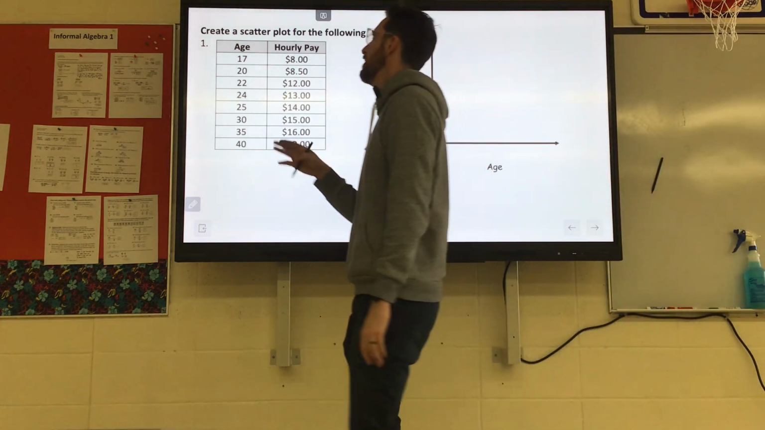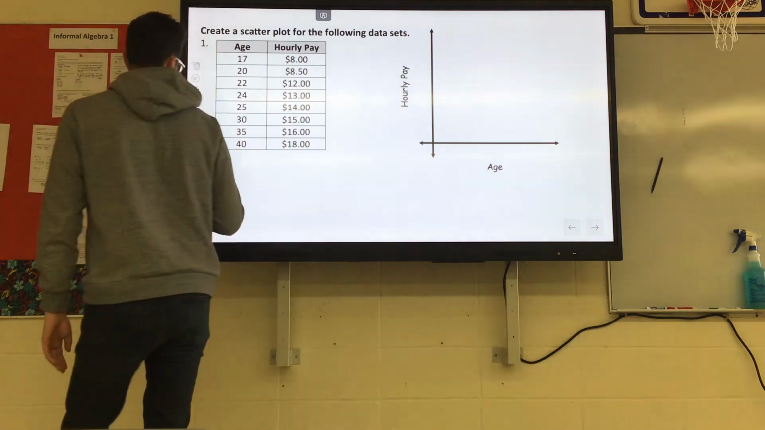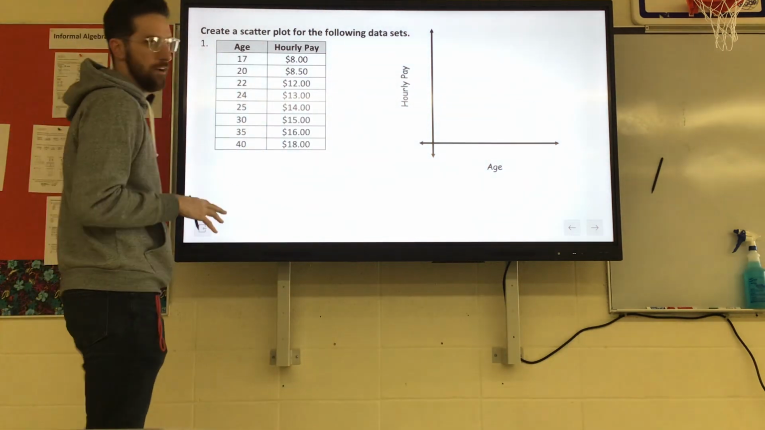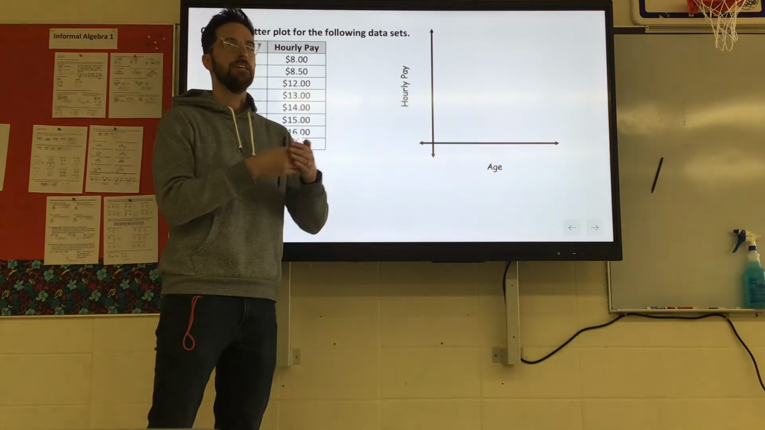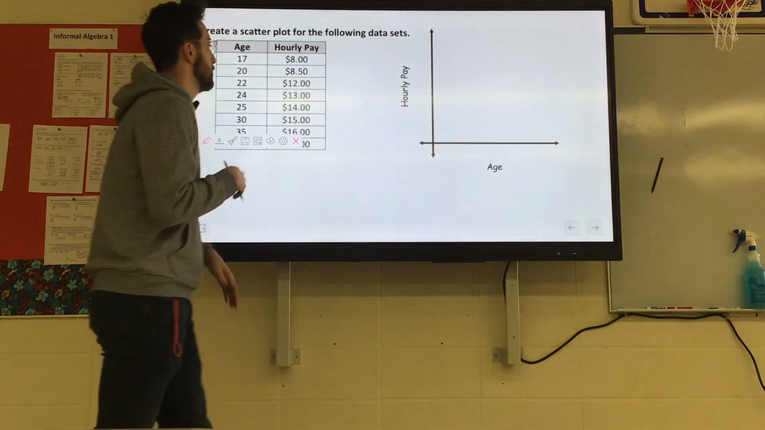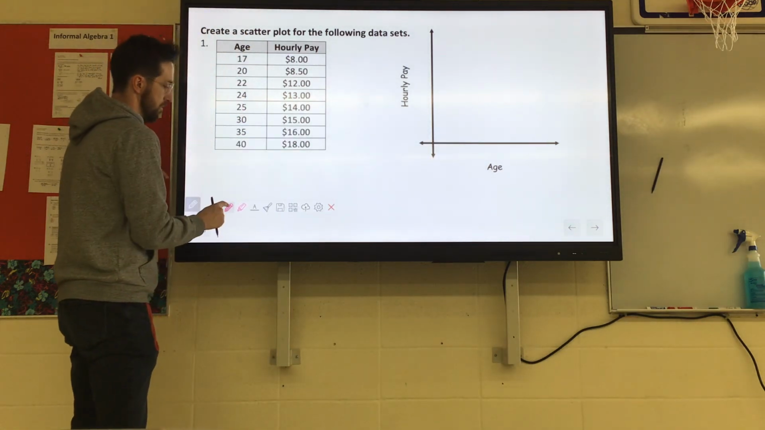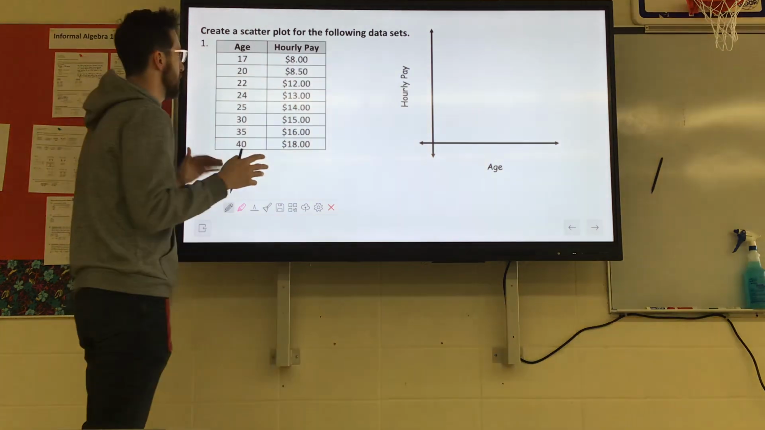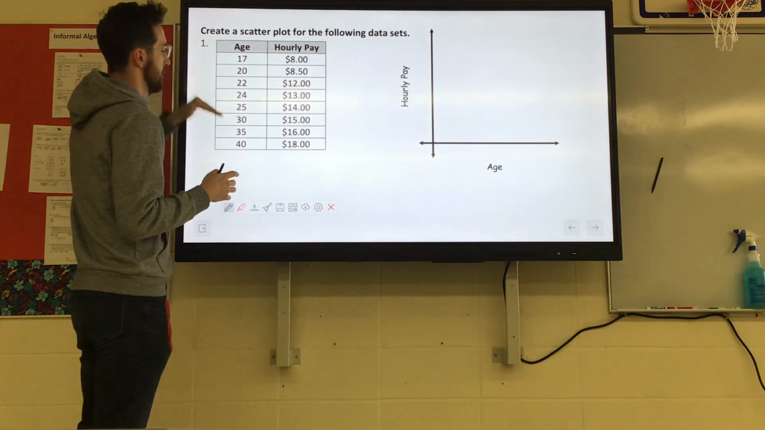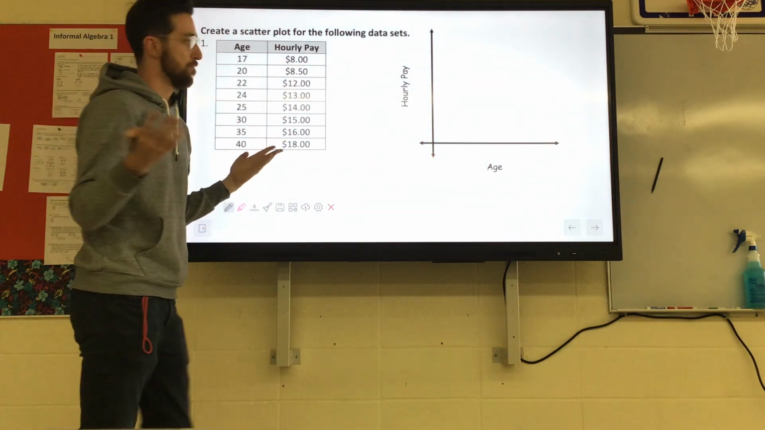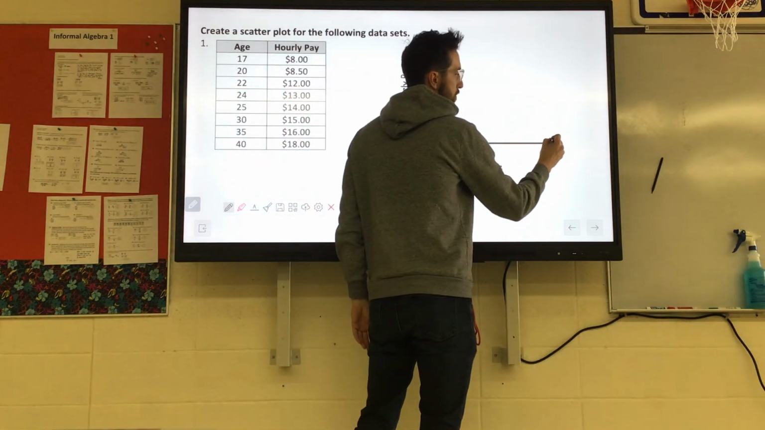We have age, we have the hourly pay. Now, we're not going to use any breaks in the graph on this. We're going to go ahead and just scale it as best we can. So again, I like to choose things that I can divide by 4. If you look at the ages, it goes up to 40. That's divisible by 4. So I'm going to make 40 at the absolute end there.